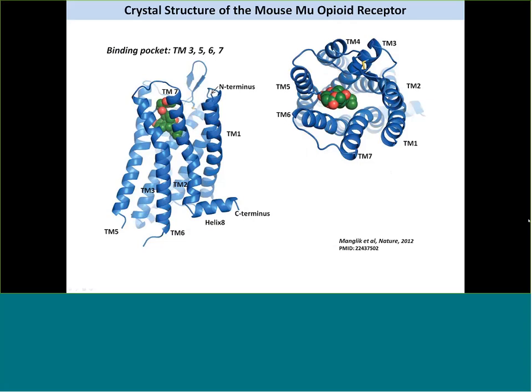Here's a crystal structure of the mouse mu-opioid receptor as published by Manglik et al. several years ago. As you can see, the ligand they have here, beta-funaltrexamine, is seated within the binding pocket, relatively near the outside of the cell. It has, as you can see here, most interactions with TMs 3, 5, 6, and 7. Also note that TM1 is relatively removed from the binding sites for the ligand.